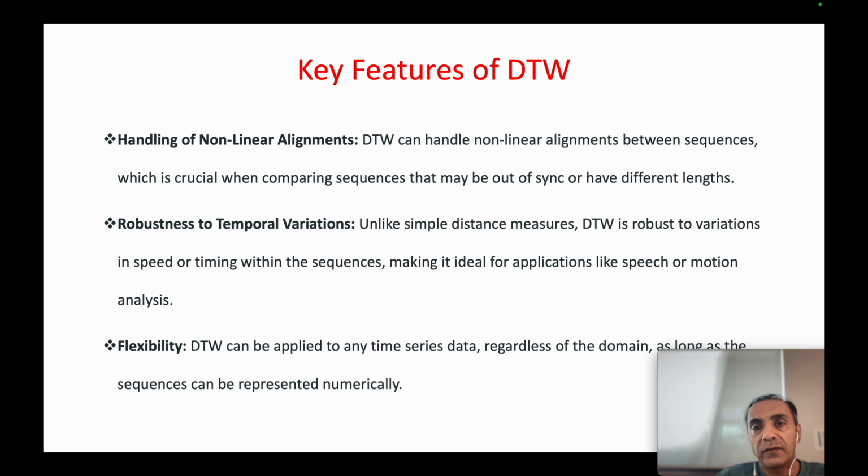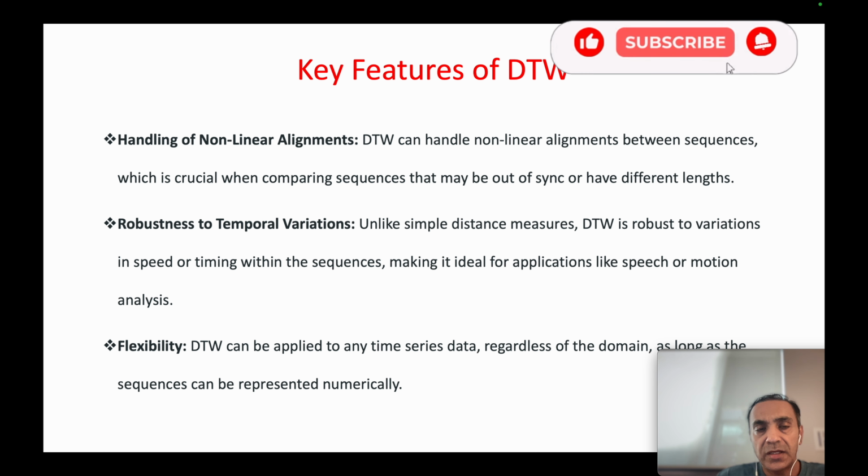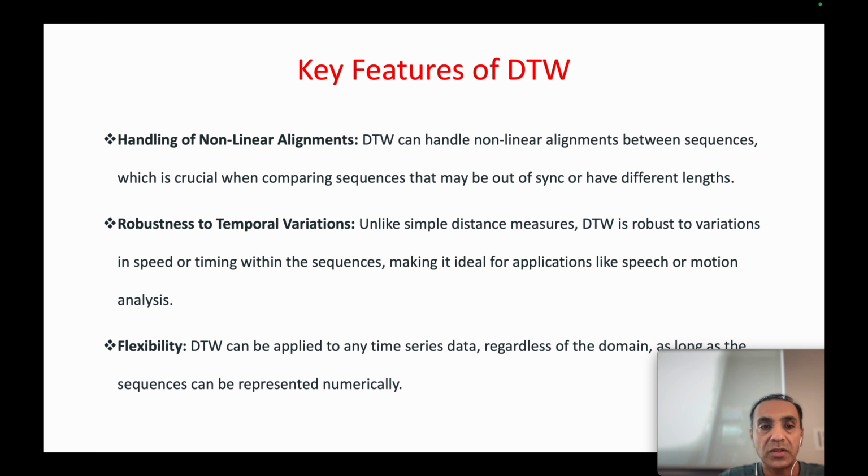What are the key features of the dynamic time warping method? It allows handling of non-linear alignments, because dynamic time warping can handle non-linear alignments between sequences, which is crucial when comparing sequences that may be out of sync or have different lengths. It provides robustness to temporal variations. Unlike simple distance measures, dynamic time warping is robust to variations in speed or timing within the sequences, making it ideal for applications like speech or motion analysis.